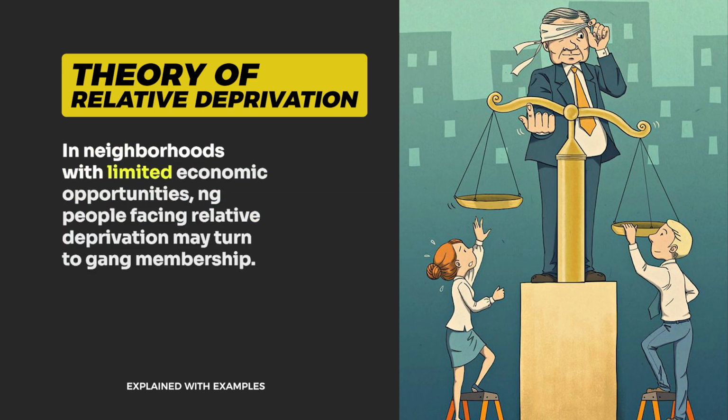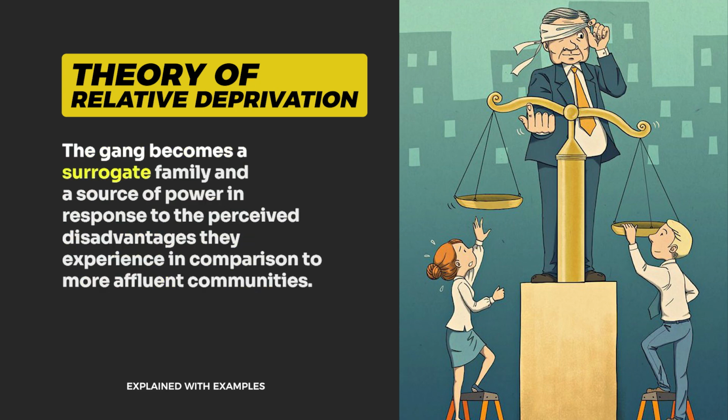Example: gang membership in economically disadvantaged areas. In neighborhoods with limited economic opportunities, people facing relative deprivation may turn to gang membership. The gang becomes a surrogate family and a source of power in response to the perceived disadvantages they experience in comparison to more affluent communities.